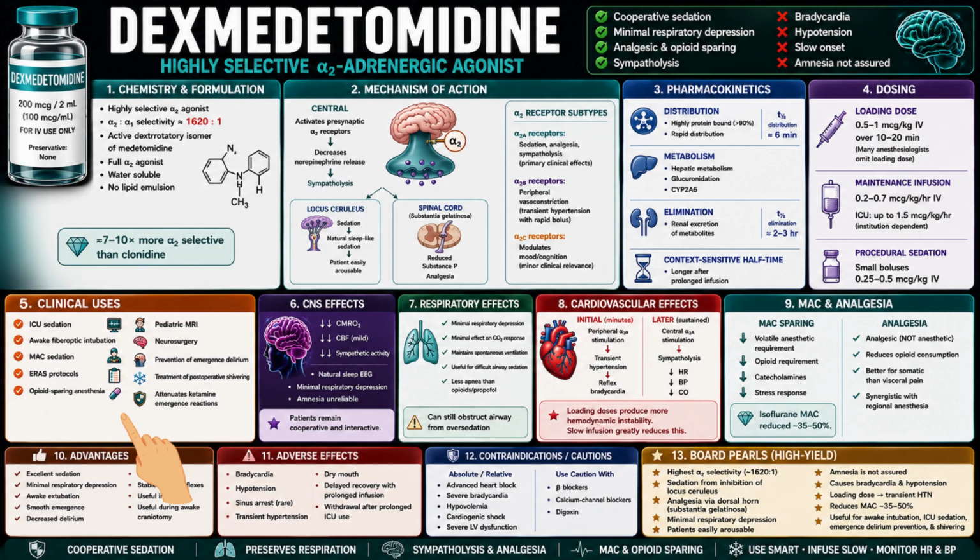Awake fiberoptic intubation. This is one of the most elegant uses of dexmedetomidine in anesthesia. The patient with a difficult airway who cannot be safely intubated after induction needs to be awake during the intubation. But awake intubation is extremely uncomfortable and anxiety-provoking. Dexmedetomidine provides anxiolysis, some analgesia, cooperative sedation with preserved airway reflexes, and preserved respiratory drive.